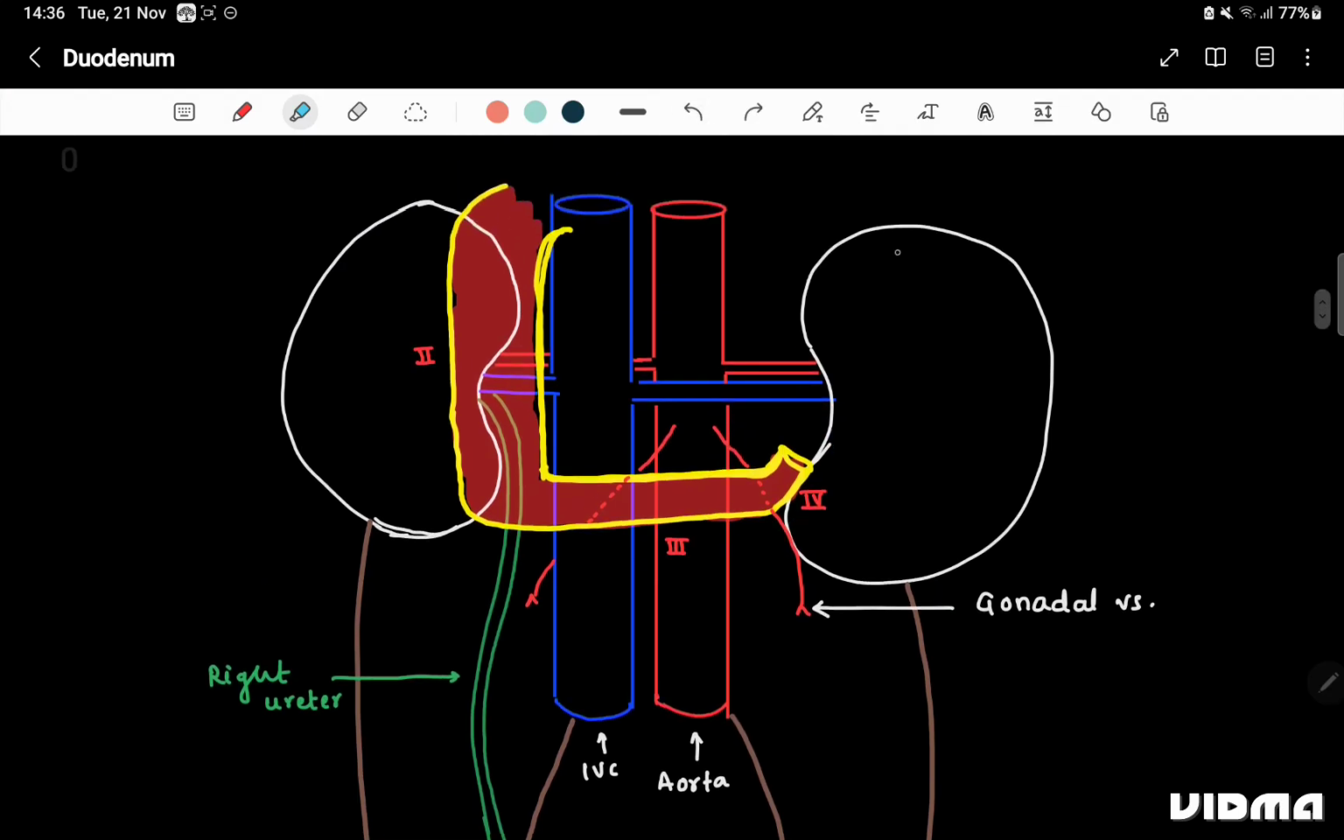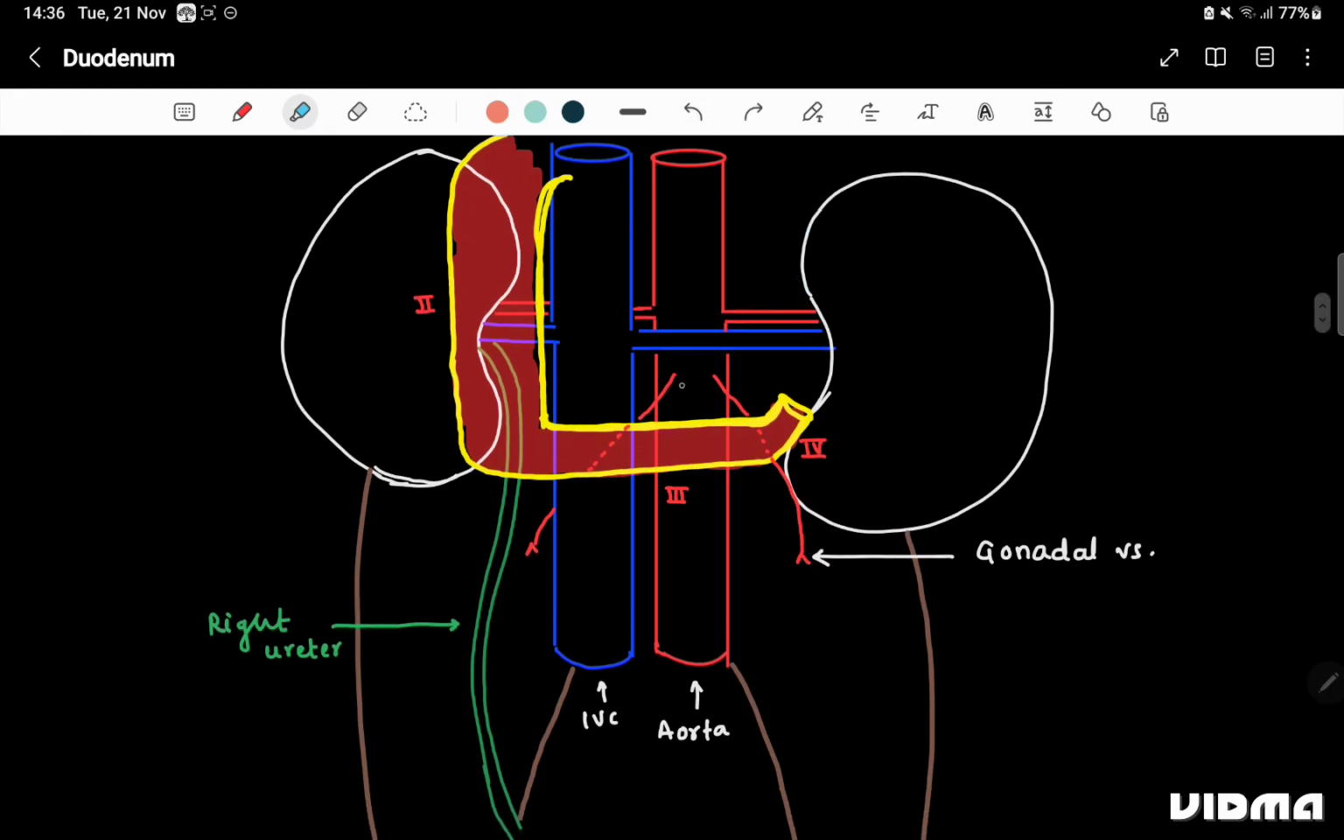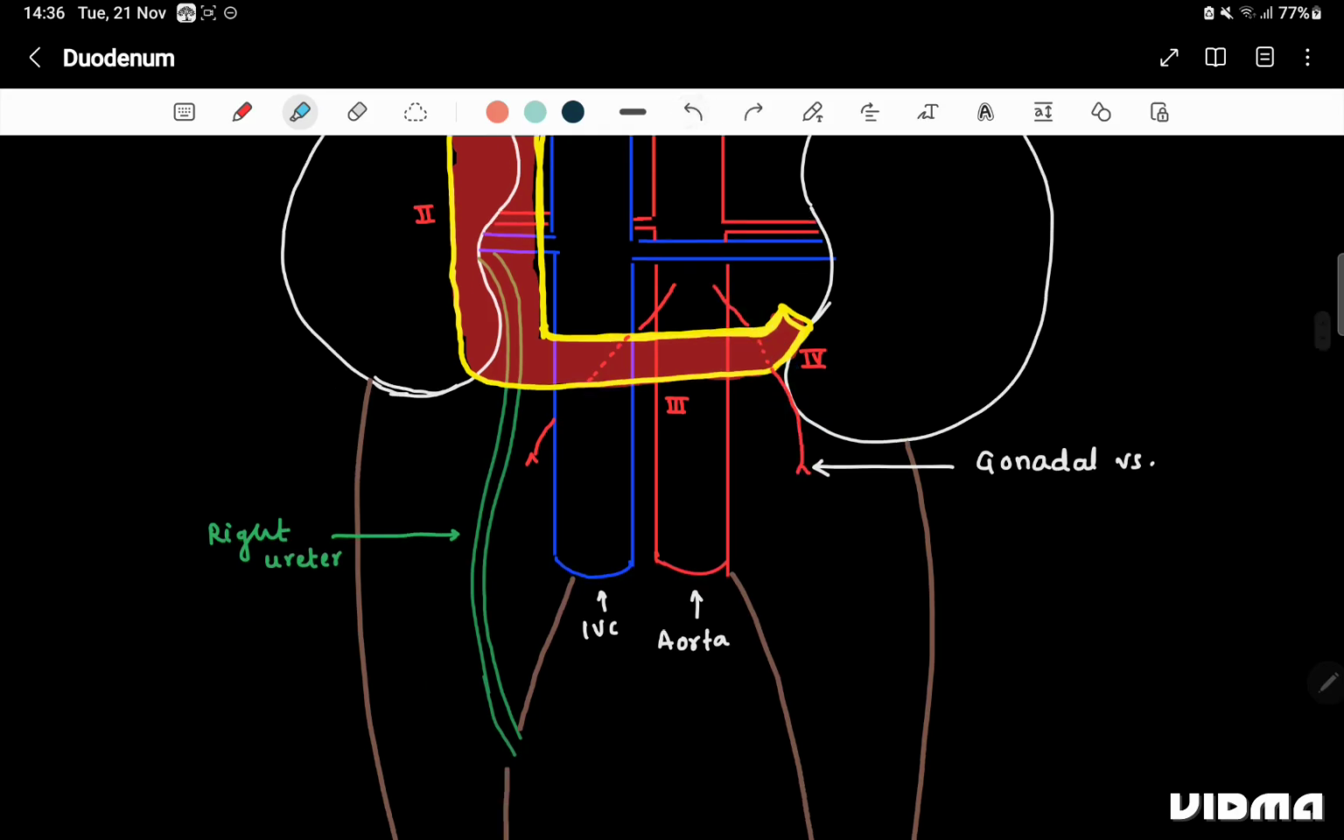For the fourth part, you can observe this is the left kidney, and it is forming a posterior relation. Then the edge of the aorta is forming a posterior relation of this fourth part. And of course, the left gonadal vessels.